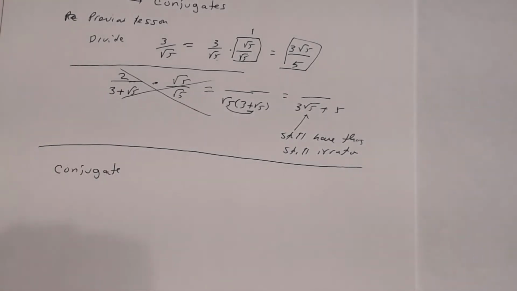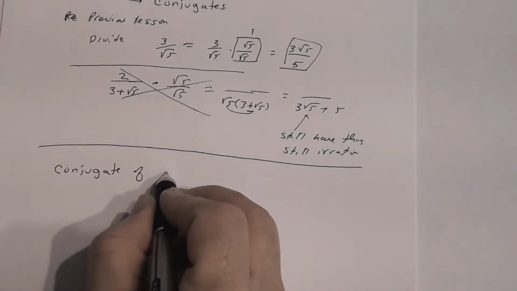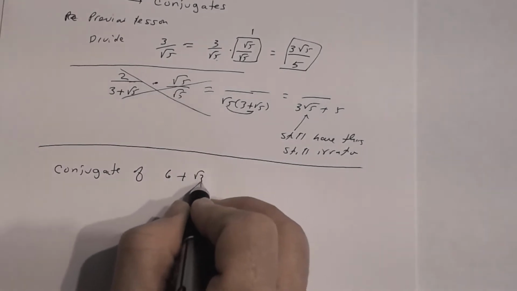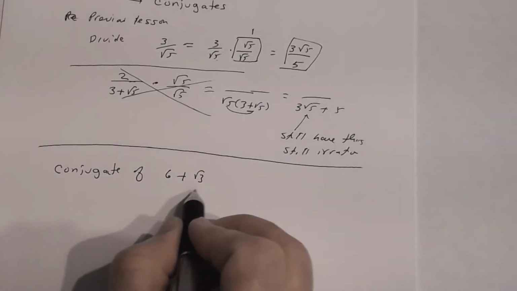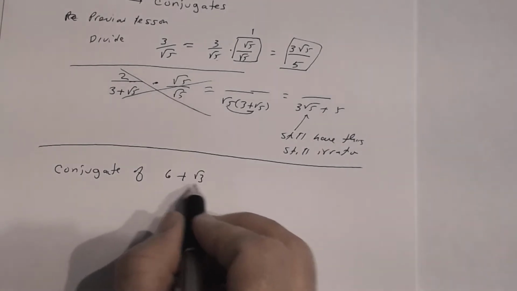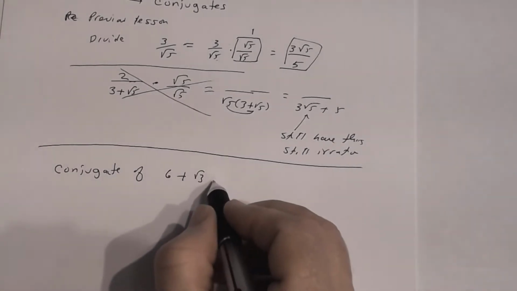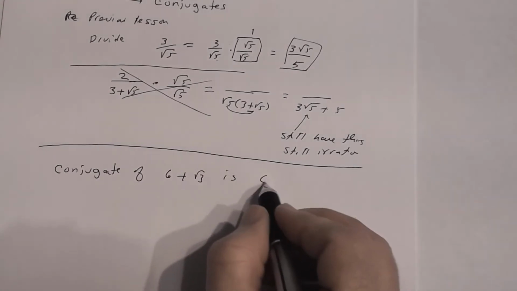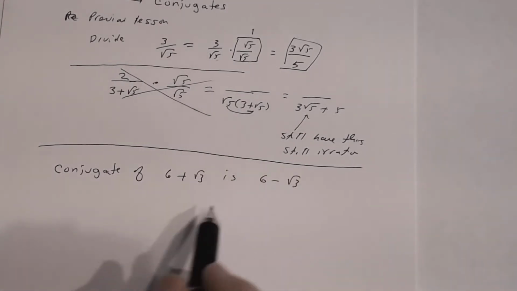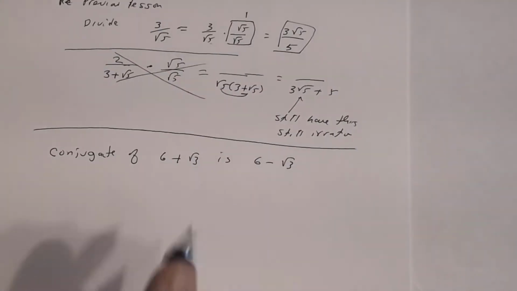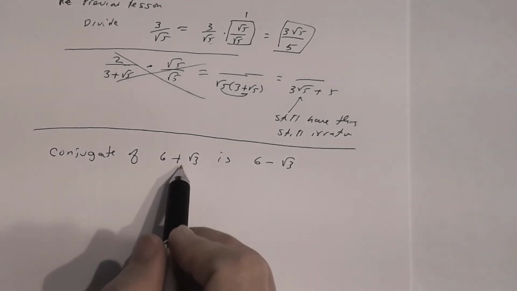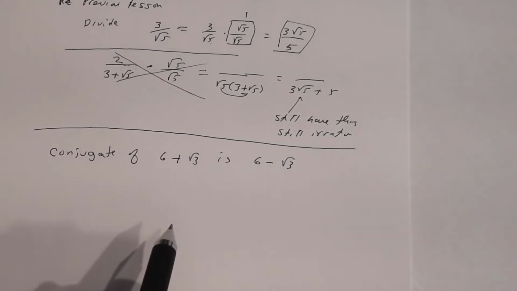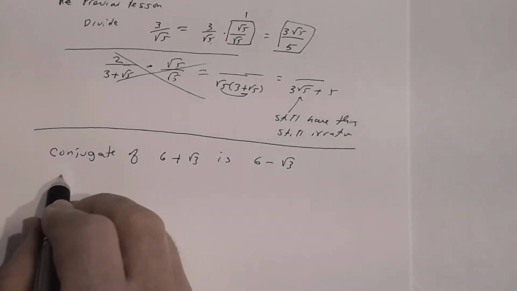C-O-N-J-U-G-A-T-E, of an expression such as 6 plus the square root of 3, where you have 2 terms with 1 or both being a square root, is 6 minus the square root of 3. So all you basically do is change the sign in the middle. So addition becomes subtraction.